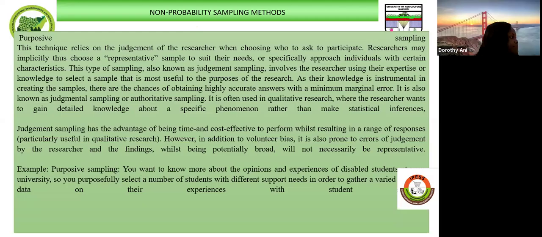So that is for purposive, or judgmental, or judgment, or authoritative; anyone that you can use, but purposive is more generally accepted. So is that clear? Is there any question for now?